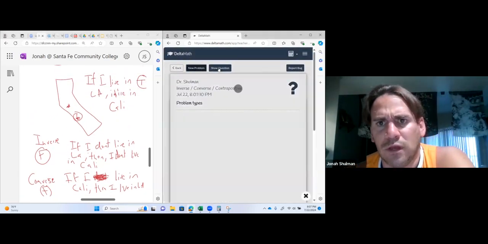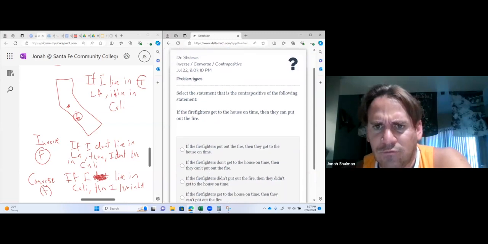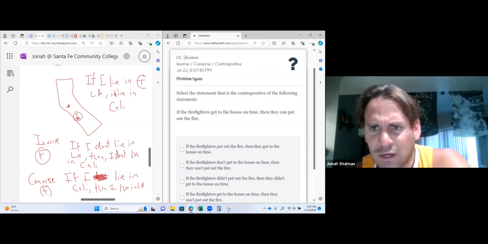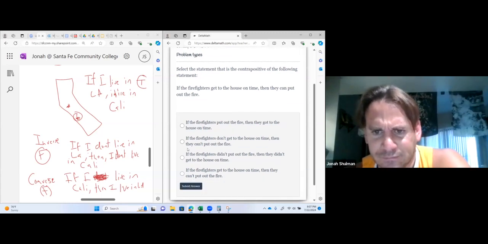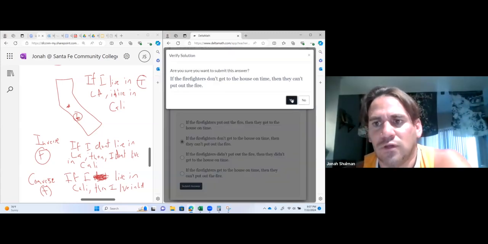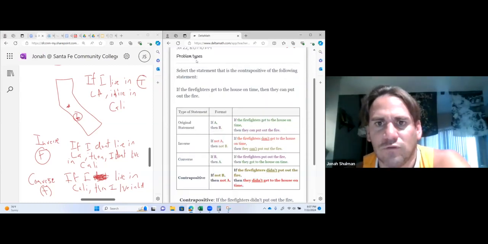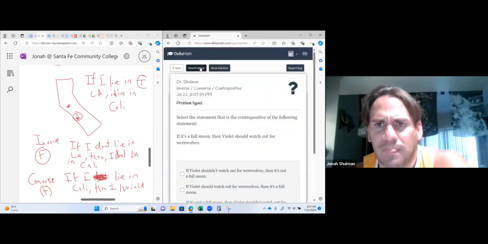So I gotta show the question now. If the firefighters get to the house on time, then they can put out the fire. So we want the contrapositive. So if they can't put out the fire, then the firefighters did not get to the house on time. Wait, what? Oh, I guess I just wrote it wrong. So let's do a new problem.